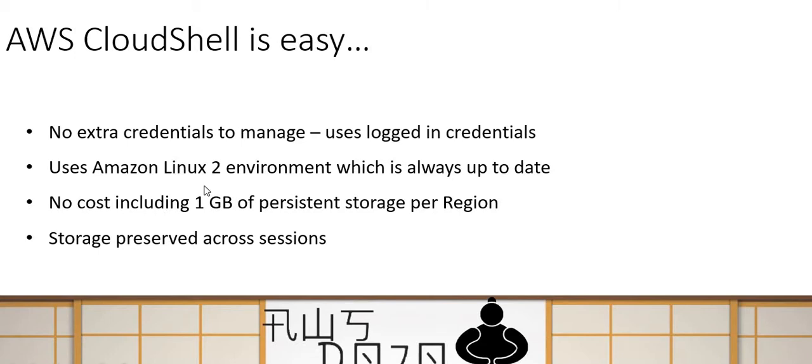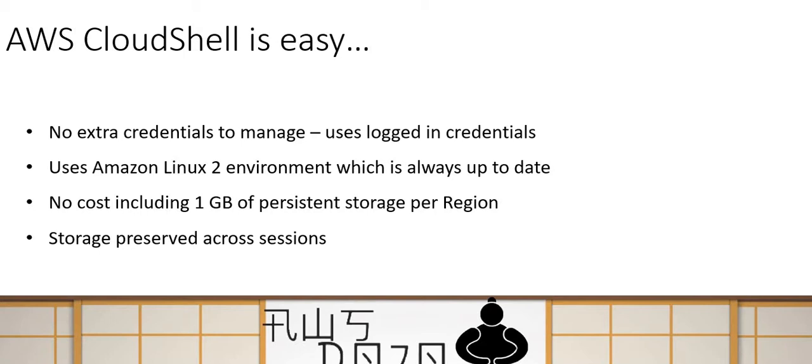It uses an Amazon Linux 2 environment behind the scenes. This environment will always keep up to date with the latest patches and versions installed. So you don't need to worry about managing the environment where you are running the CLI command. It takes care of updating your CLI versions and updating the environment where the CLI is running. All those things are taken care of by AWS.